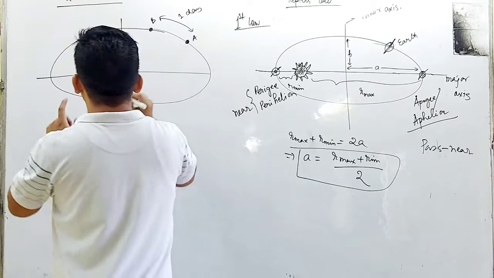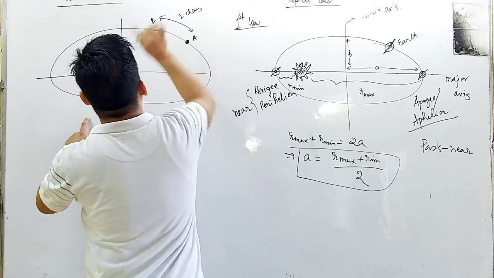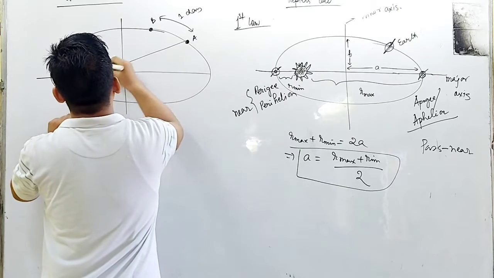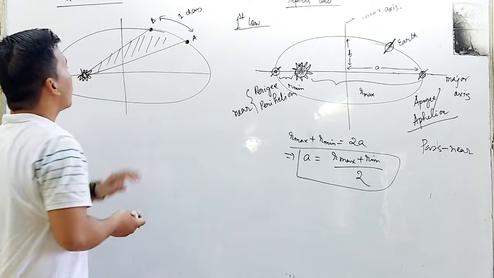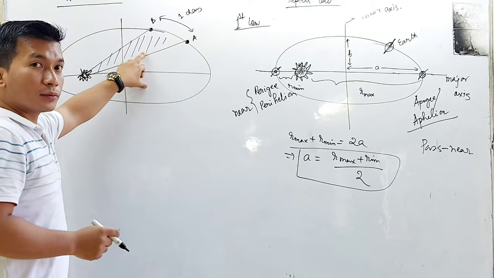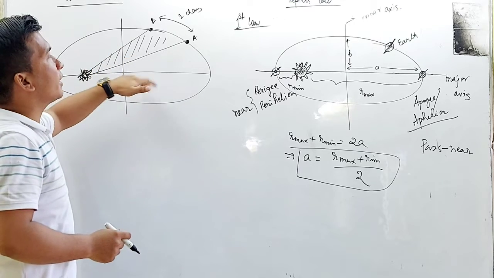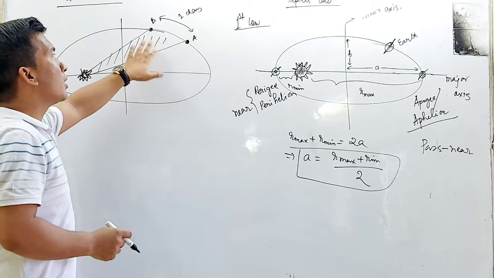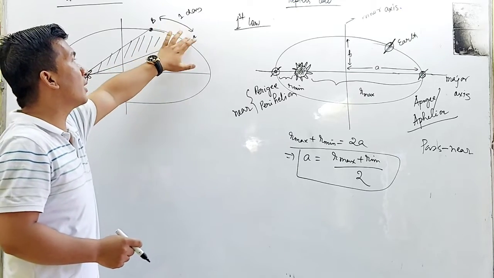Aerial velocity means the area that is produced by the planet in that given duration with respect to the sun. This is a sector. The area that is swept by the planet in a given duration will remain constant throughout any position. This is one day's duration.